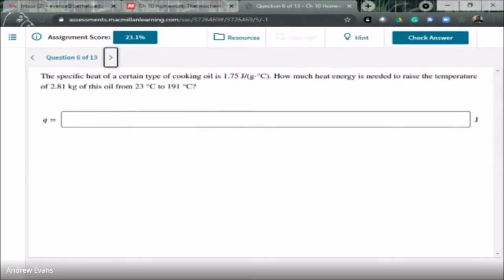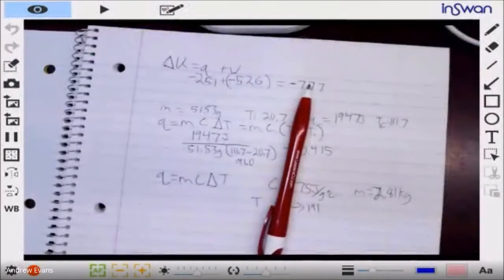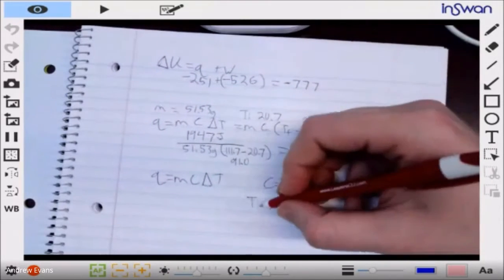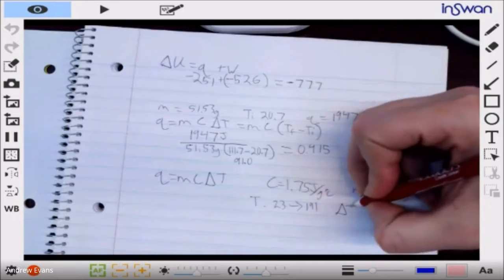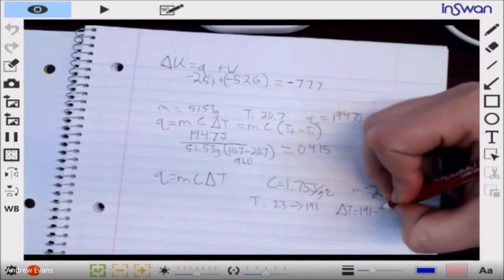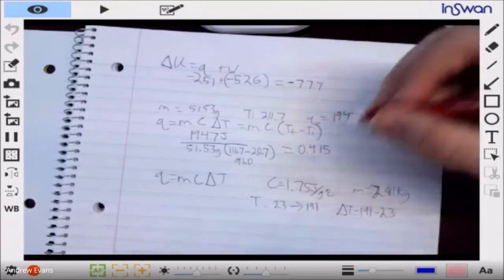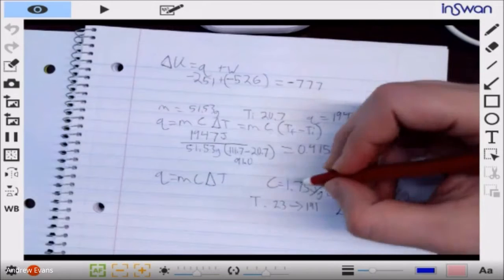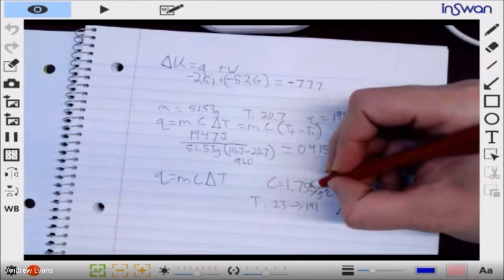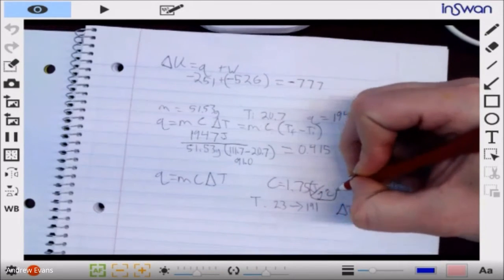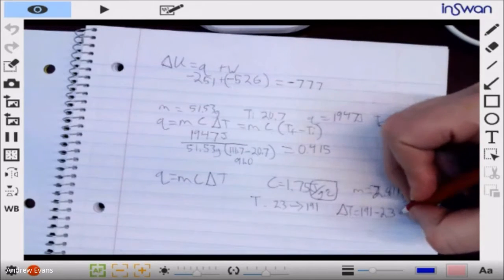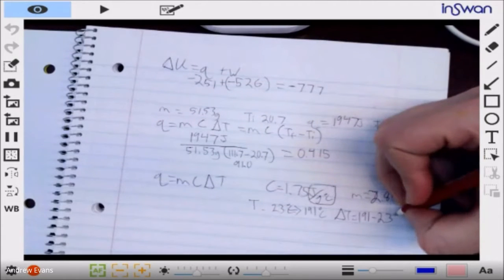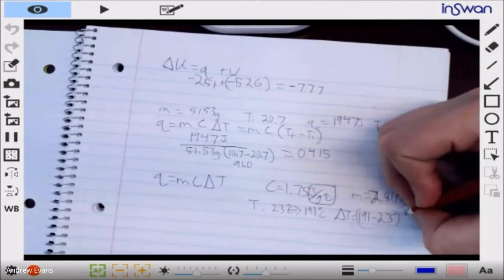So without really solving this, delta T is straightforward. Delta T is going to be our 191 minus 23. It's going to be a big number. Now, the only part that will trick you is, look very carefully, what are the units here? This is joule, gram, Celsius. This is Celsius. So whatever this number is, it's going to give us Celsius.